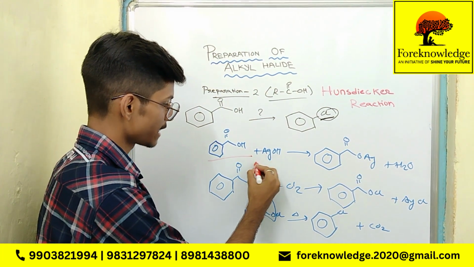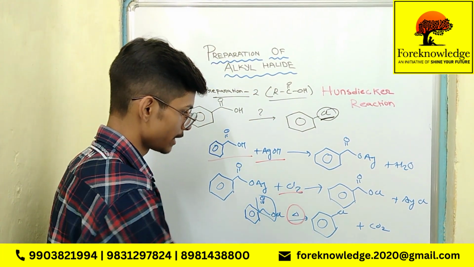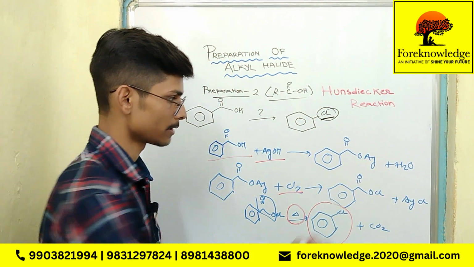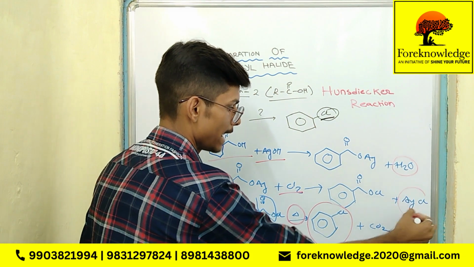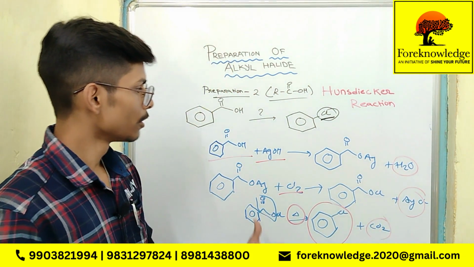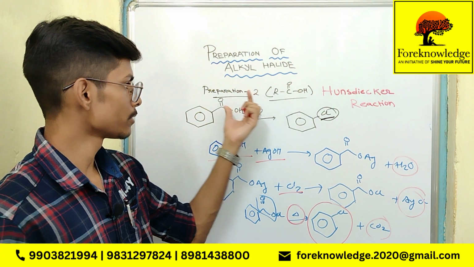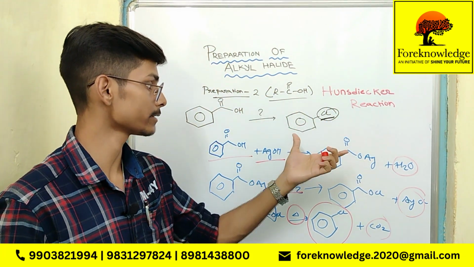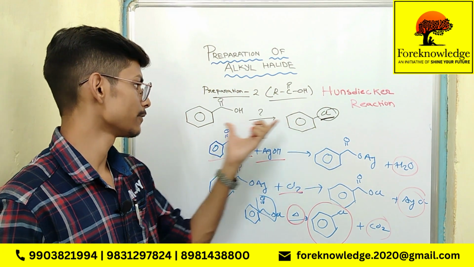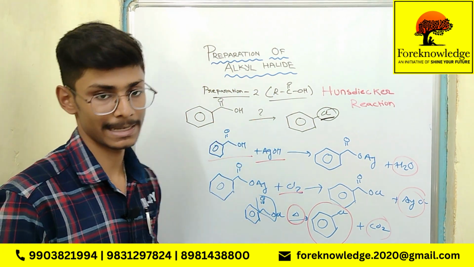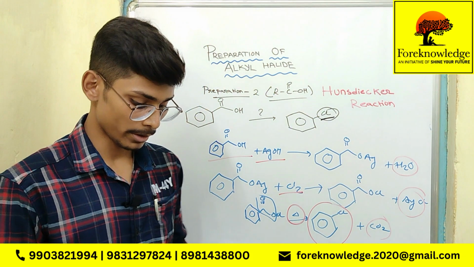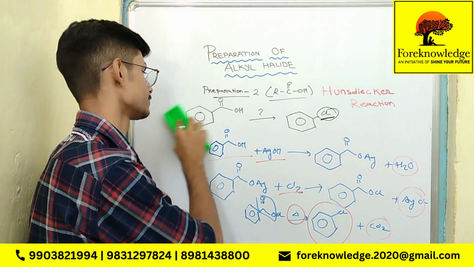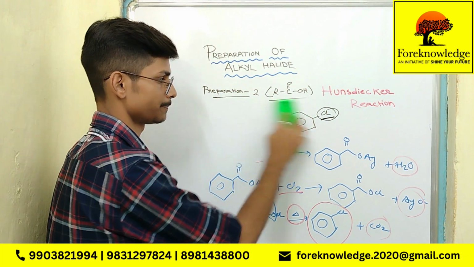So benzoic acid on reacting with AgOH and on thermal decomposition, your final product will be this chlorobenzene, H2O, AgCl and CO2. So basically this was all about preparation number 2, that is Hunsdiecker reaction, that is how we will get alkyl halide from carboxylic acid. So now moving on to the third reaction, preparation number 3.